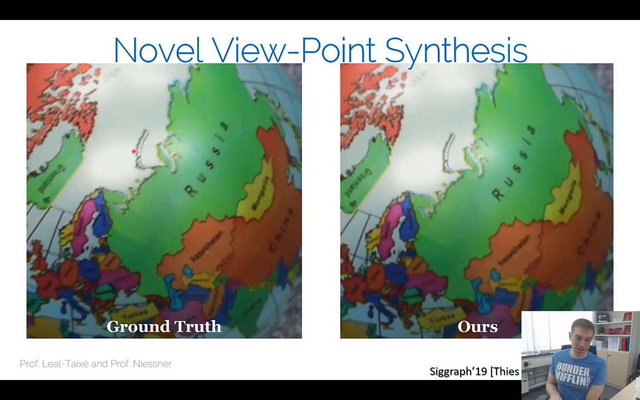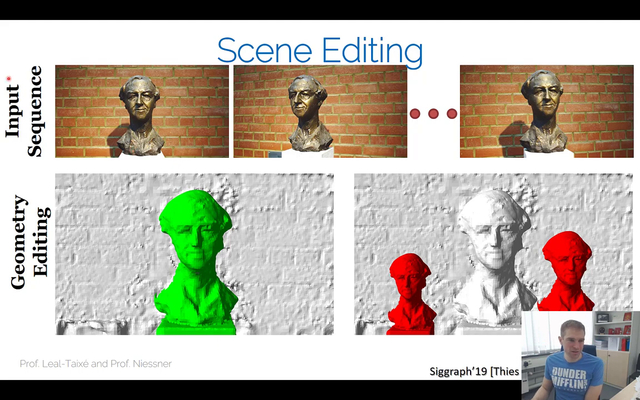You can do scene editing in the very same way. So we have here an input sequence. We're running, in this case, COLMAP, a multi-view stereo method. You're getting some reconstructed geometry. And what you're doing is optimizing again for the neural renderer as well as the features on the mesh. So this part here is the statue that's actually here at UM, this bust that we scanned.